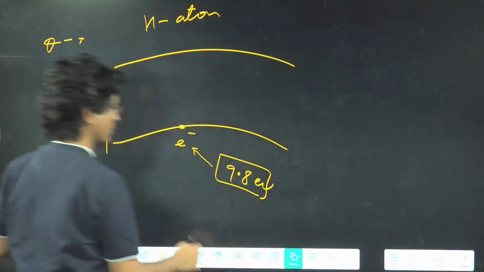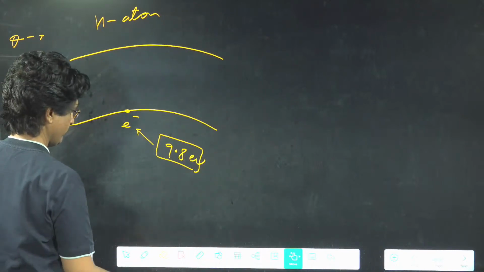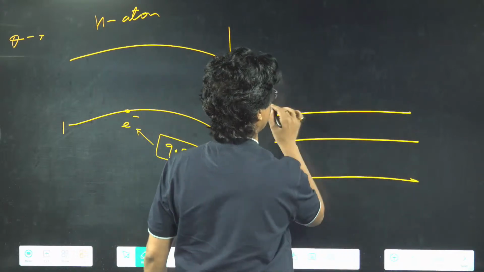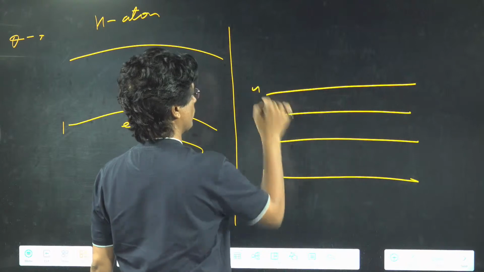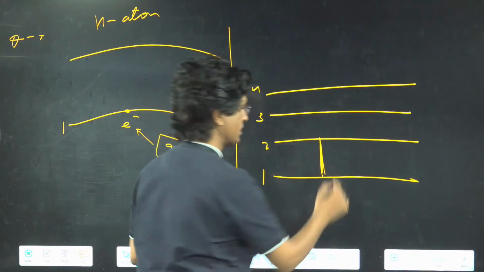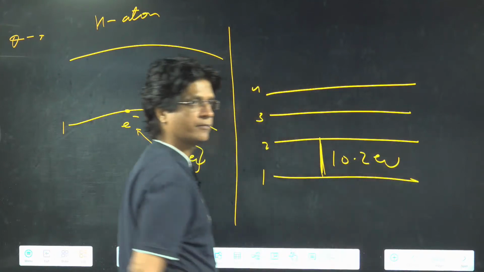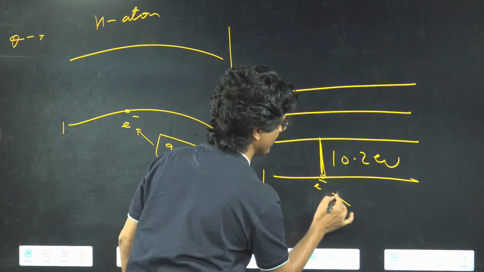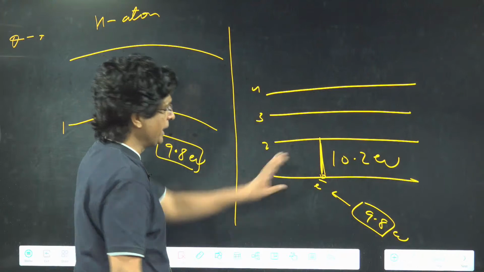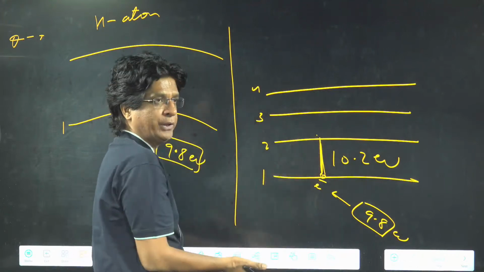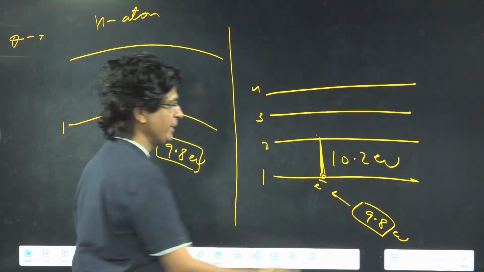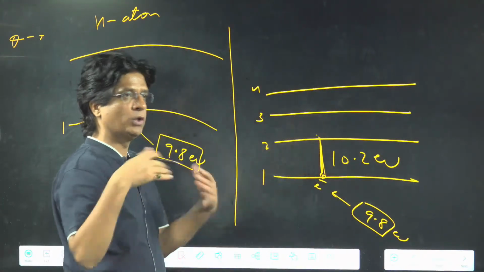See, this is so simple. I told you in the hydrogen atom, orbit number 1, 2, 3, 4. The minimum energy required to go to orbit number 2 is 10.2 electron volt. And over here, the electron is getting only 9.8 electron volt. The minimum energy required to go to the second is 10.2. It is not even having 10.2, so this electron will not go to orbit number 2.